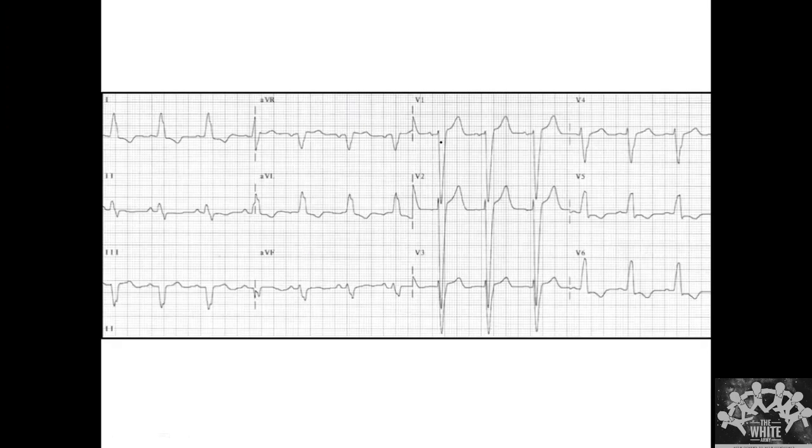Left axis deviation. Then you're seeing deep QS complexes in V1 to V4, and then you have a wide QRS complex here, monomorphic R we call. And then you have the rule of appropriate discordance. So discordance is present and it is normal. Okay, so correct. This is left bundle branch block. Very good.